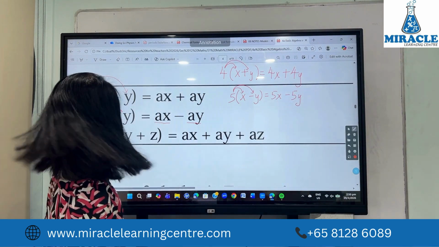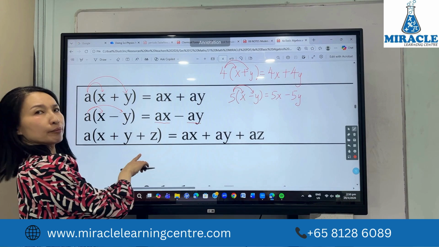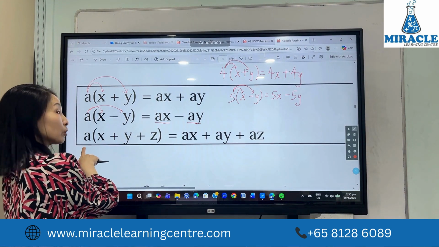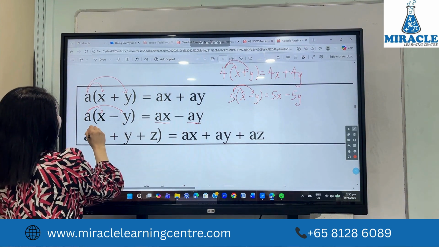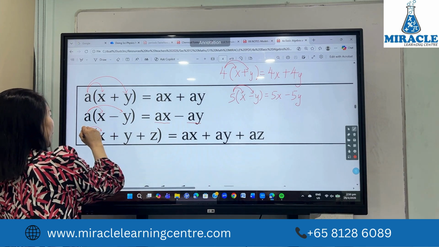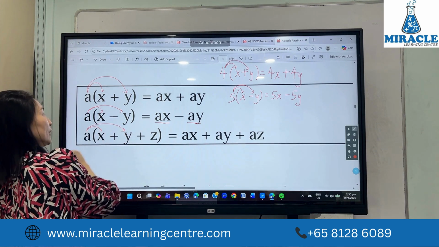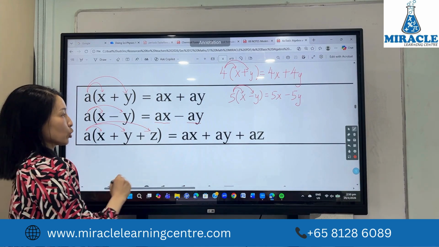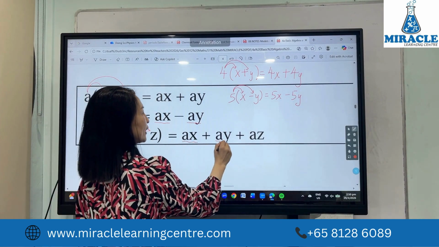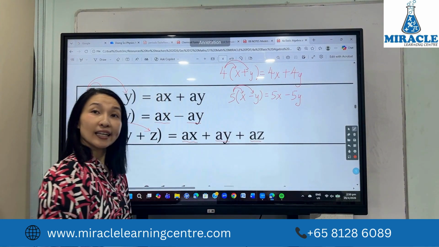Okay, so now, what if there are 3 of them? Remember, you have to multiply to all 3 of them. Otherwise, they will be upset, right? So you multiply a to x, then a you also multiply to y, and a you also multiply to z. So you get ax, ay, and az.